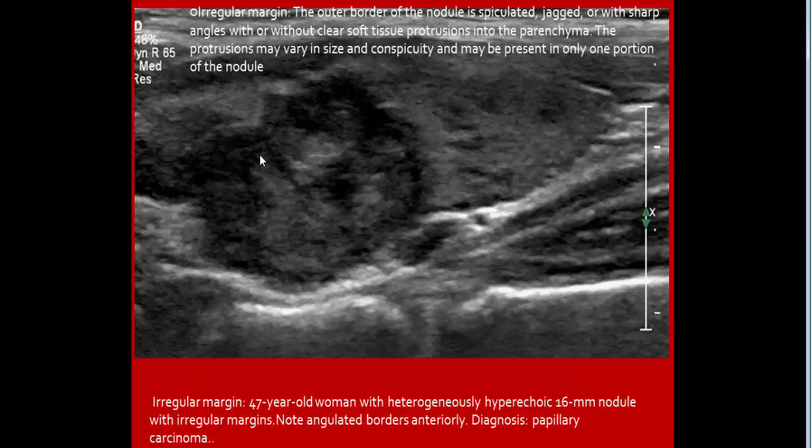Irregular margins, this is the fourth type of margins: ill-defined, irregular, smooth halo. Irregular, what does it mean? The outer border of the nodule is spiculated, jagged, or with sharp angles, with or without clear soft tissue protrusion into the parenchyma. Protrusion may vary in size and conspicuity and may be present in only one portion of the nodule. Irregular margins are a sign of malignancy. This is a case of papillary carcinoma.